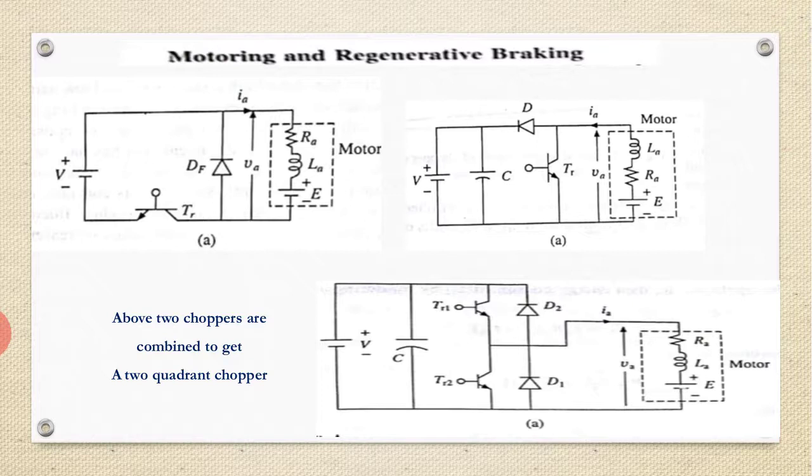So this figure drawn here is the two quadrant chopper, whereas the first one is motoring operation, first quadrant, and the second circuit is regenerative braking for the second quadrant. Now both are combined to get two quadrant operation. So if you are looking at this circuit, TR1 and D1 are for the first quadrant and TR2 and D2 are used for the second quadrant. So both are combined. Now we can operate both motoring as well as regenerative.